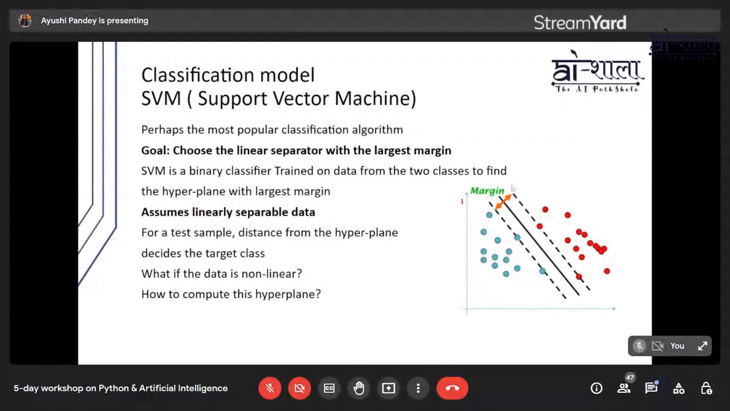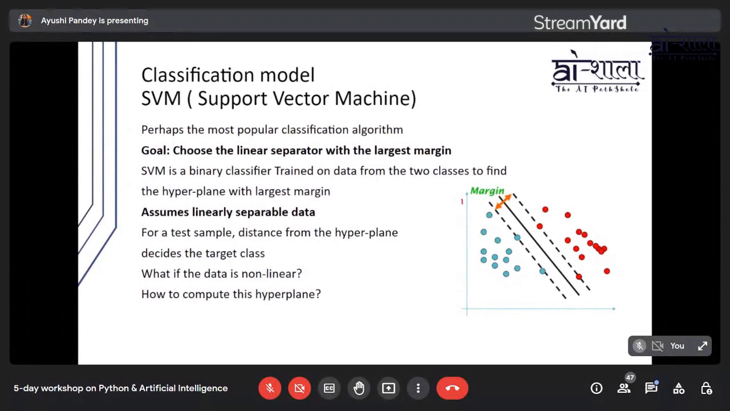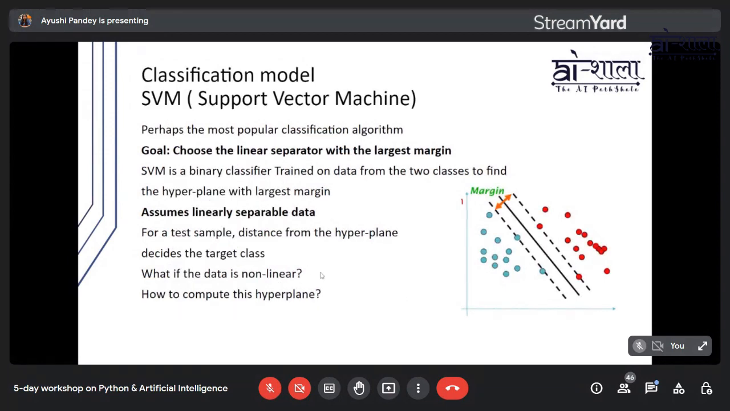So why is it called support vector? Because the data on the margin are called support vectors, and they help to classify and categorize your data. So what if our data is not linear? I will go to that later. I will tell you later.